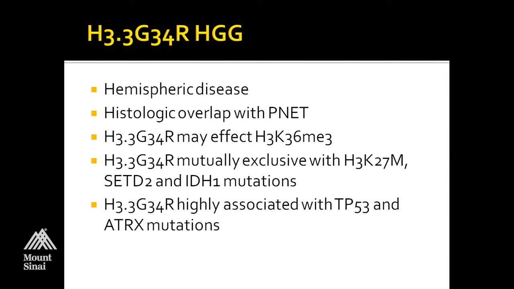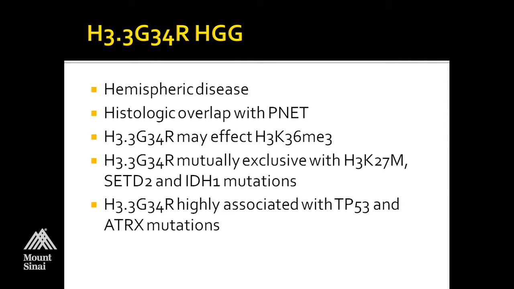Okay, just a little bit about the G34R mutation. This has actually been less studied, so we don't really know the mechanism. As I mentioned before, this is a hemispheric disease. Although it falls into the category of GBM, there is a histologic overlap with PNET, and whether the behavior of those that look morphologically more like PNETs is going to be different than those that look morphologically more like GBMs is unclear. It's thought that this G34R will affect this K36 trimethyl mark, and that there may be a mechanism similar to what we see with the K27.